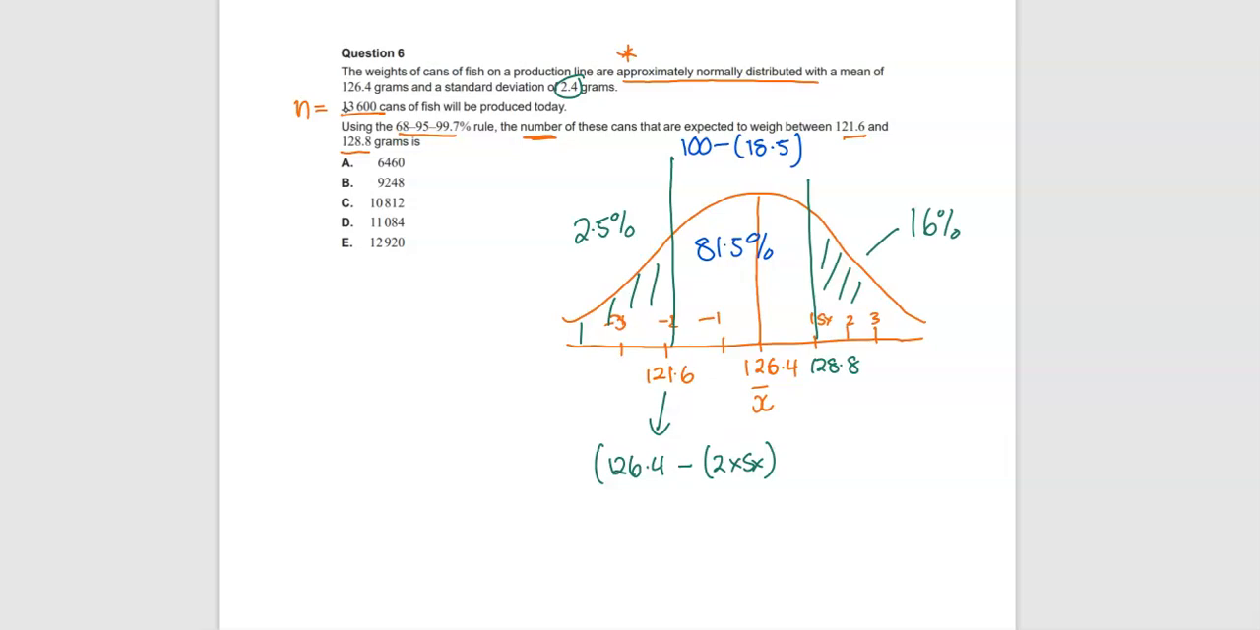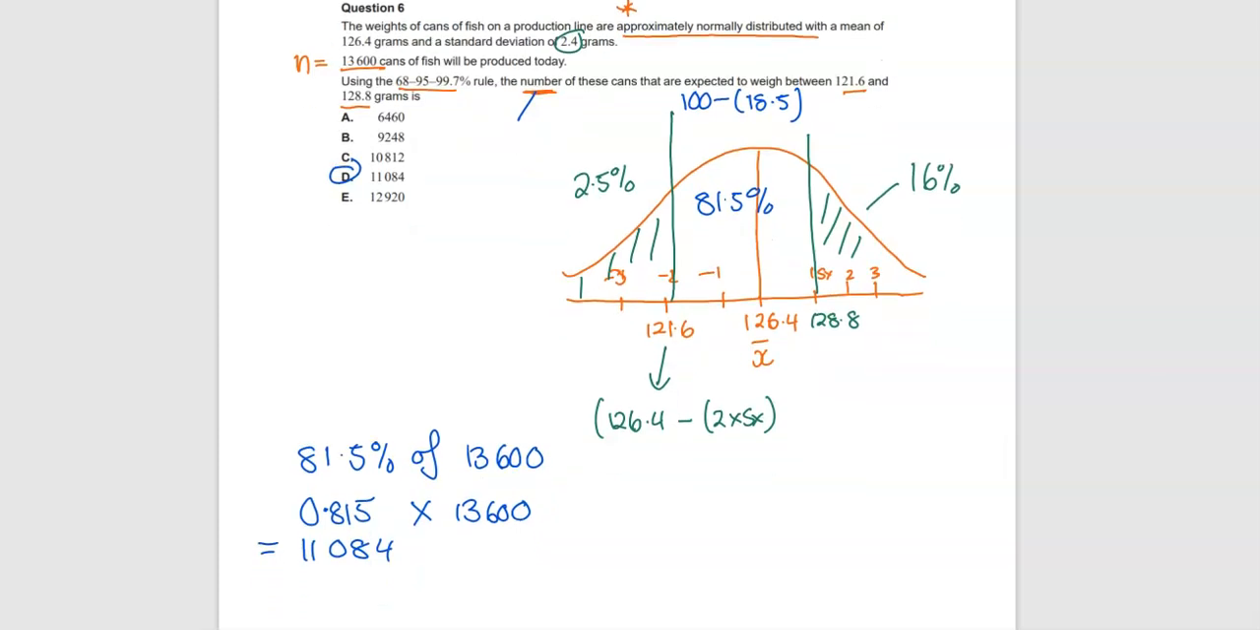But because we want a number, we're going to say 81.5% of the 13,600. When you write the percentage as a decimal, and of means times, you end up with 11,084. So we've got that.